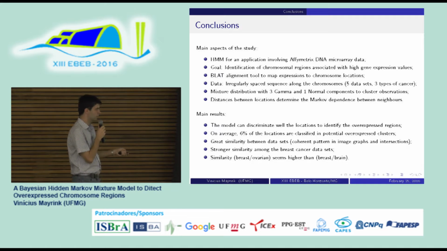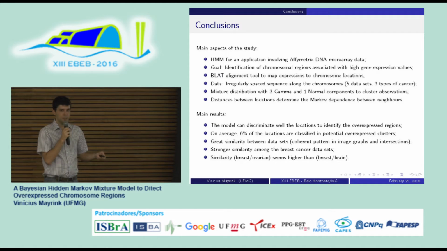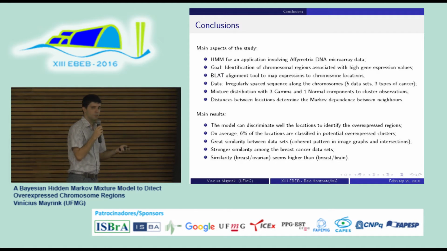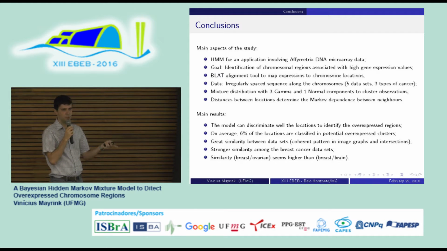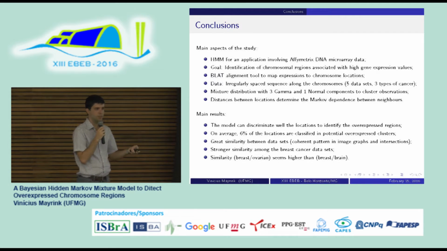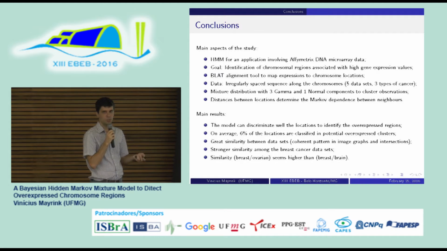potential overexpressed clusters. Great similarity between data sets, breast and breast cancer, of course, and between breast and brain, breast and ovarian, which can be seen through the image graphs having a coherent pattern, and also with those intersections that are shown in the table.